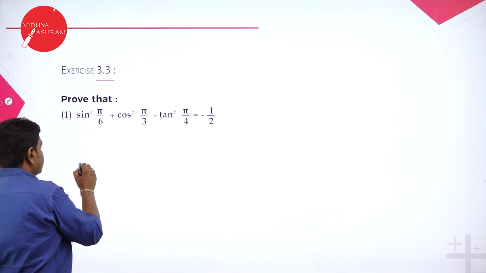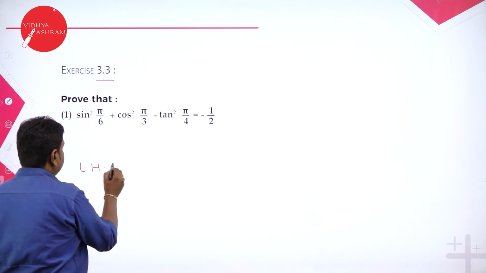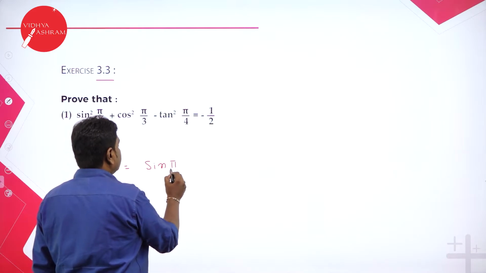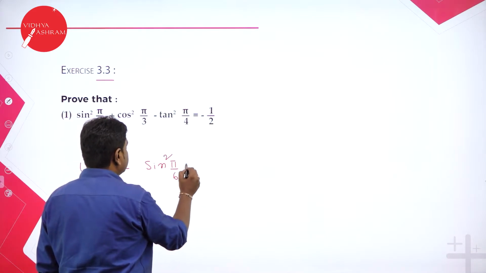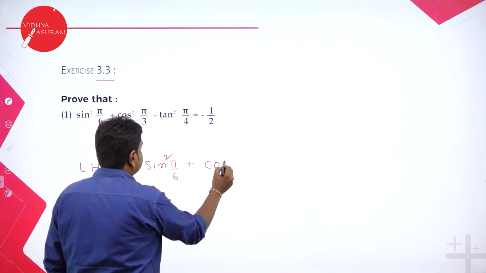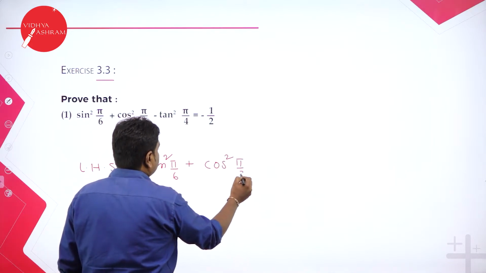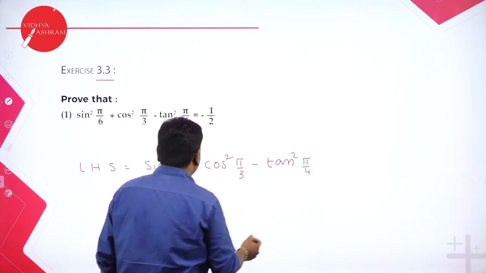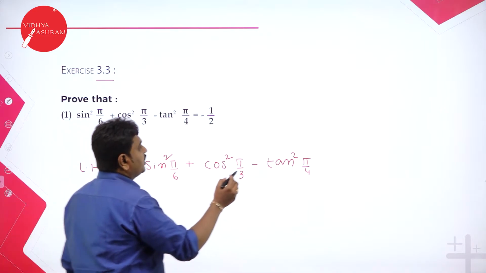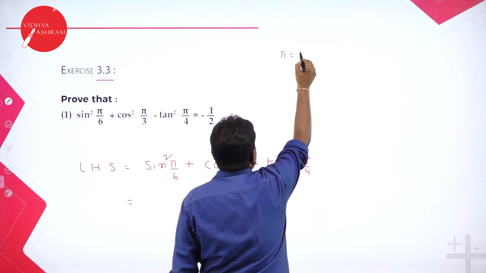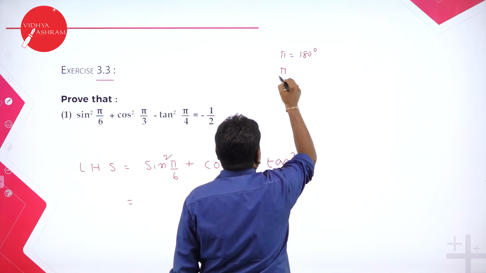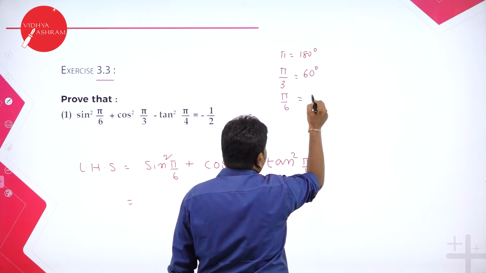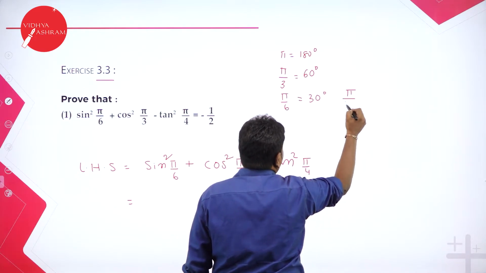So take LHS. In LHS we have sin square pi by 6 plus cos square pi by 3 minus tan square pi by 4. You know pi means 180, so these are all standard angles. All of you know pi stands for what? 180 degrees. Pi by 3 means 180 by 3, 60 degrees. Pi by 6 means 30 degrees. Pi by 4 means 45 degrees.